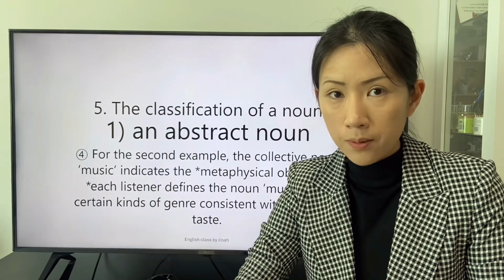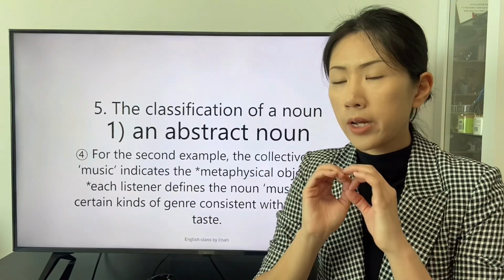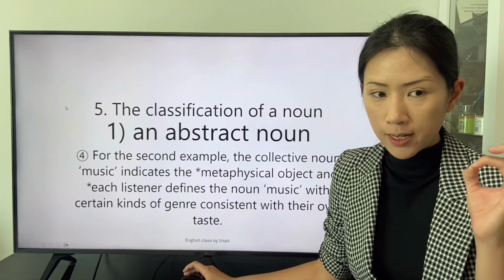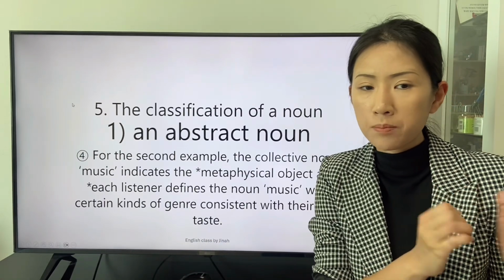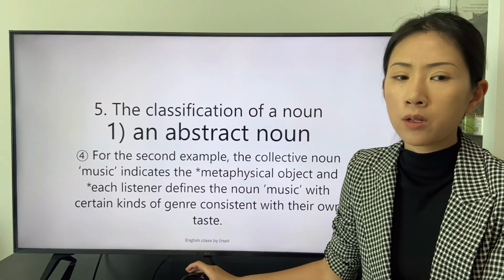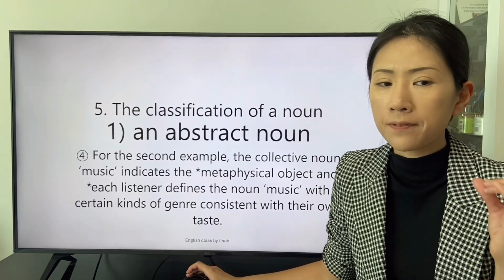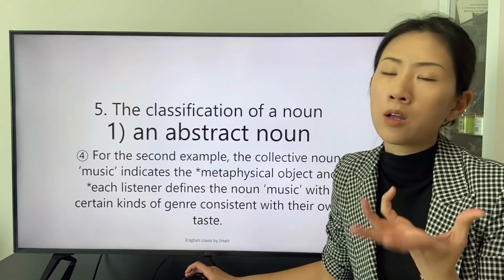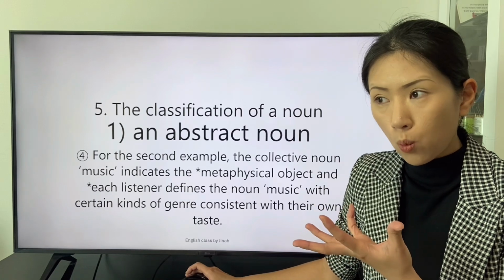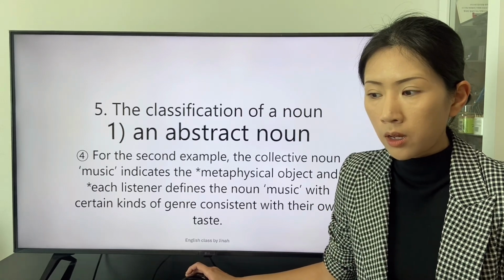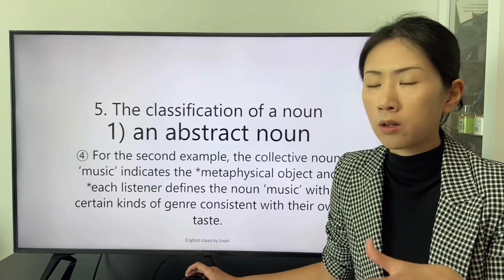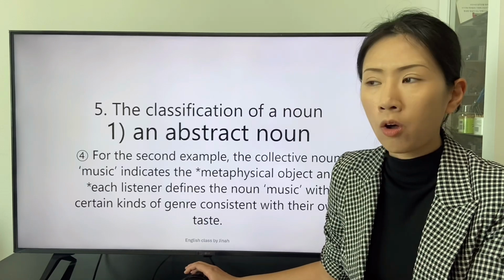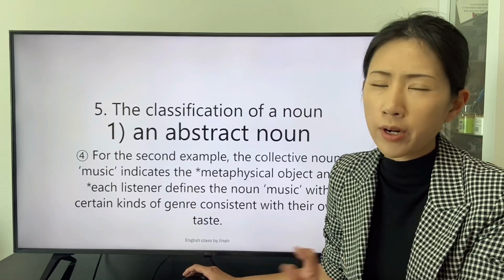Both definitions about music are accepted. For the second example, the collective noun music indicates the metaphysical object, and each listener defines the noun music with certain kinds of genre consistent with their own taste. The definition toward the noun music is all accepted by the linguistic group. So the music is defined as an abstract noun.